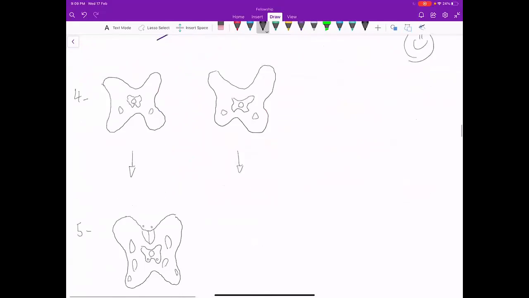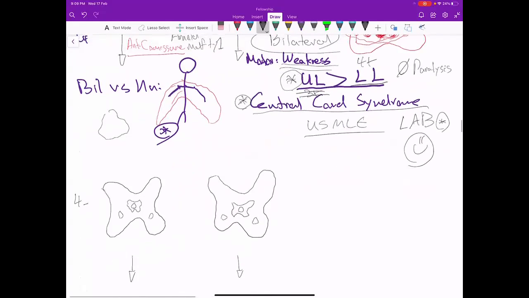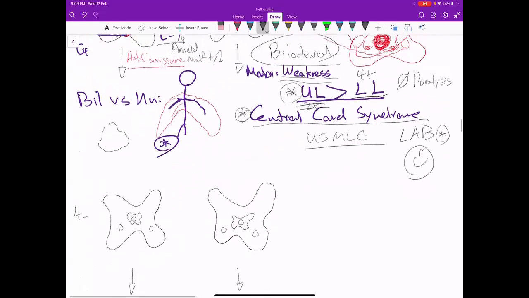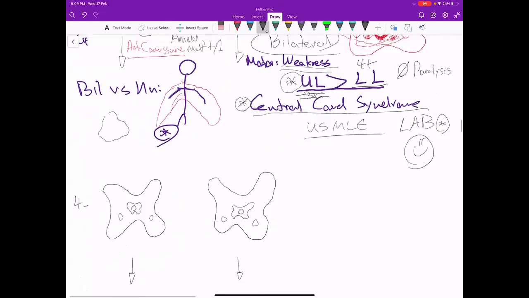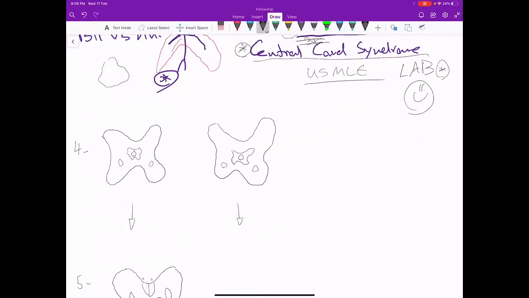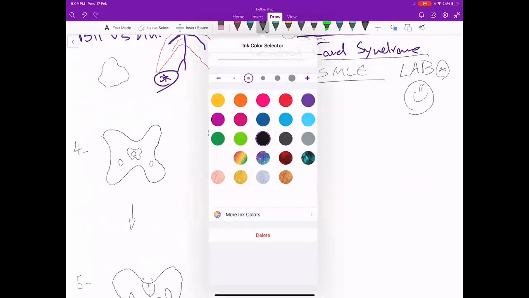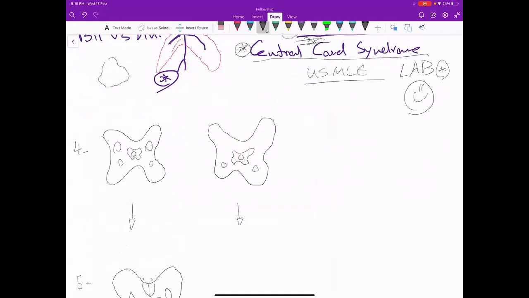What was I going to teach here? This one is pretty simple. So, corticospinal tracts, ventral horns, and above here are the spinothalamic tracts. For the sake of this case, let's say the spinothalamic tract is gone bilaterally.